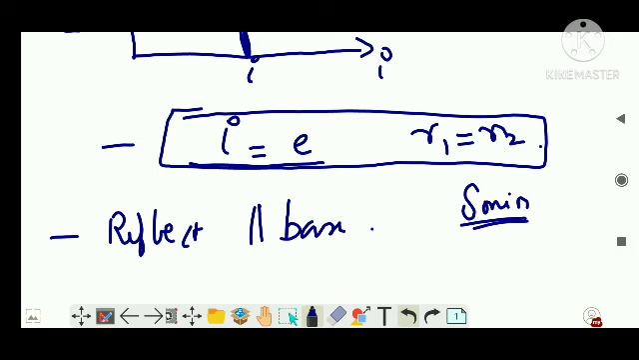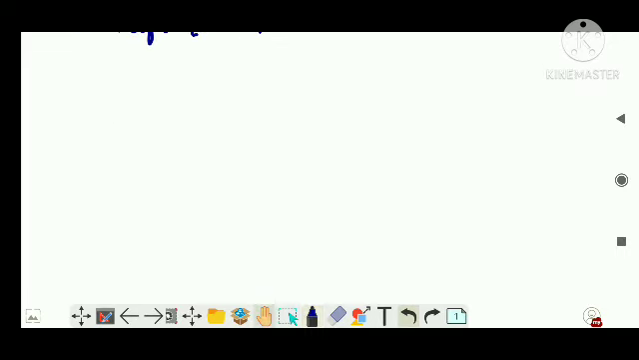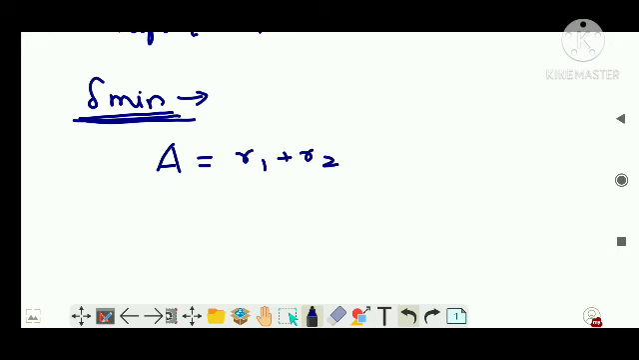Right. Now there are some more things we have to talk about. In this condition, when the deviation is minimum, make that a single heading. We know angle A is equal to R1 plus R2, and we just said that during minimum deviation R1 and R2 are the same, so I will write it as a common term R. Hence A will be equal to 2R, or R is equal to A by 2.